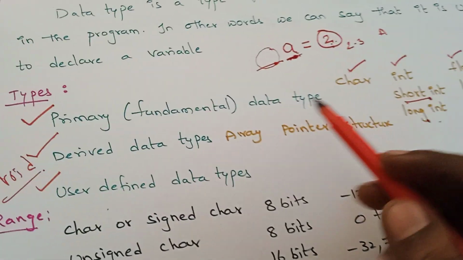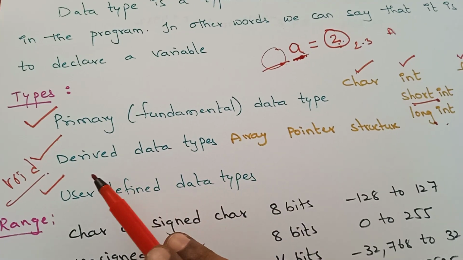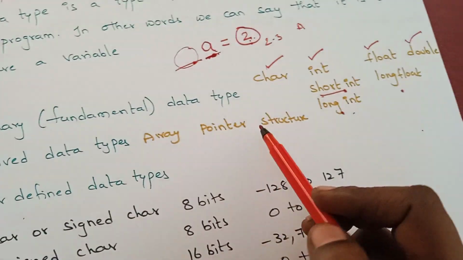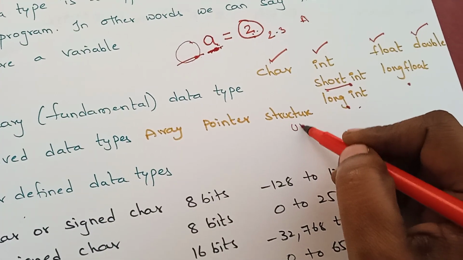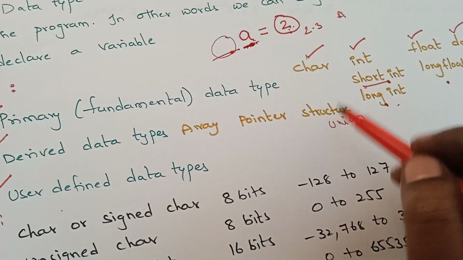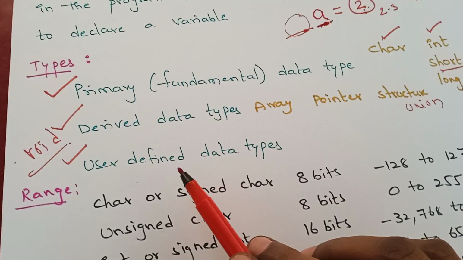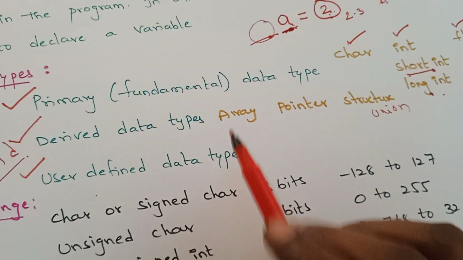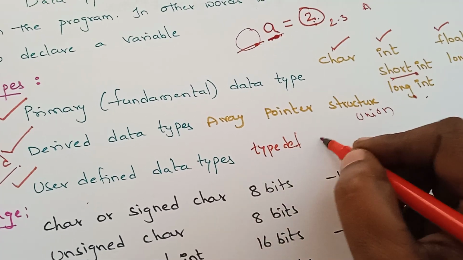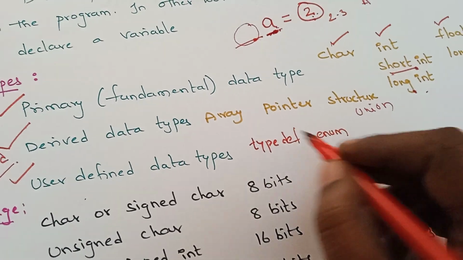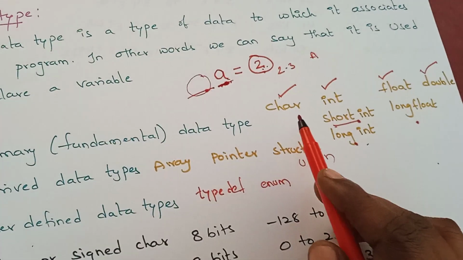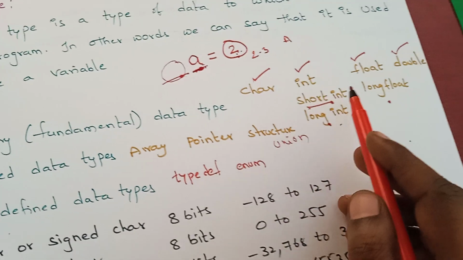Now let's see the size of each data type. Before that, let's see the second category, derived data types. These are array, pointer, structure and union. We'll see these derived data types in detail. The third category is user defined data type, which is typedef and enum. I'll make separate videos on these specified topics.